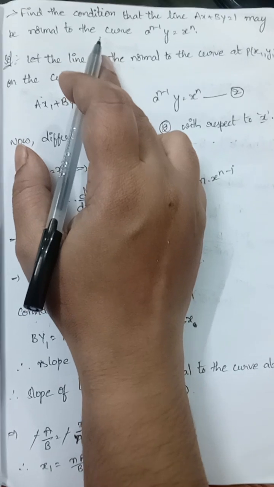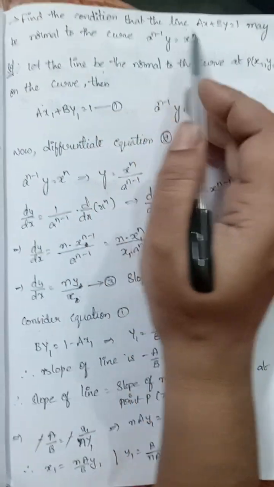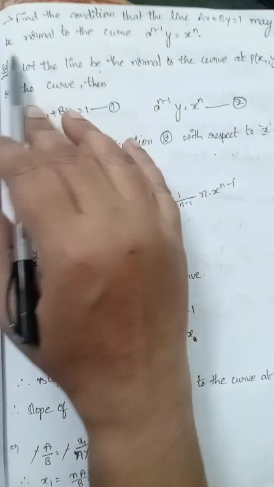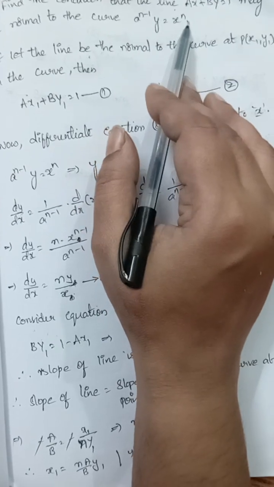In this video, I'm going to solve a problem from applications of derivatives. The question is: find the condition that the line ax + by = 1 may be normal to the curve a^(n-1) y = x^n.